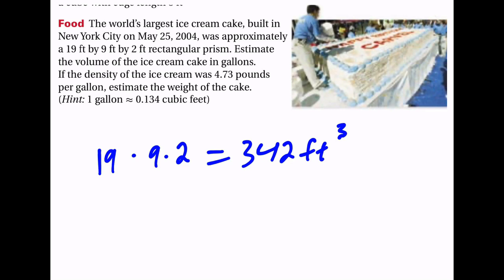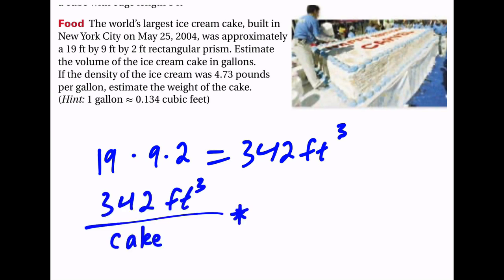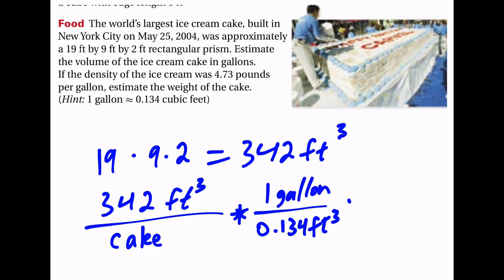So the ice cream cake takes a couple steps. The first one is to figure out the volume of the cake in feet. Then we're going to convert the units. Since we want to cancel out feet cubed, I'm going to put that on the bottom, 0.134 feet cubed, and that equals 1 gallon. And then they want to know about the weight given a certain density. So I'm going to put 1 gallon on the bottom so they cancel out. And on top, I'm going to put the 4.73 pounds. I'm going to put lbs for pounds.